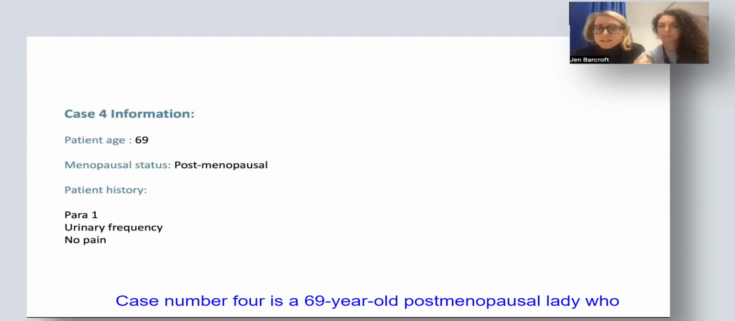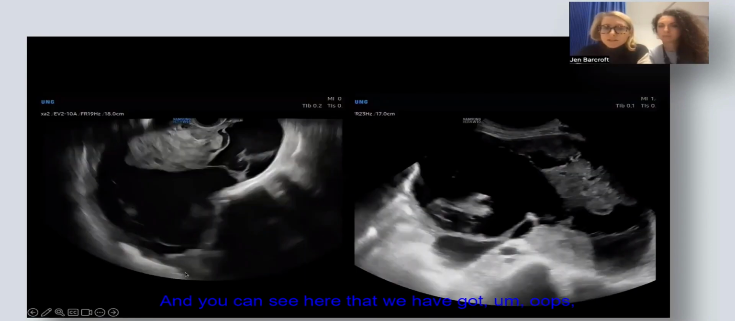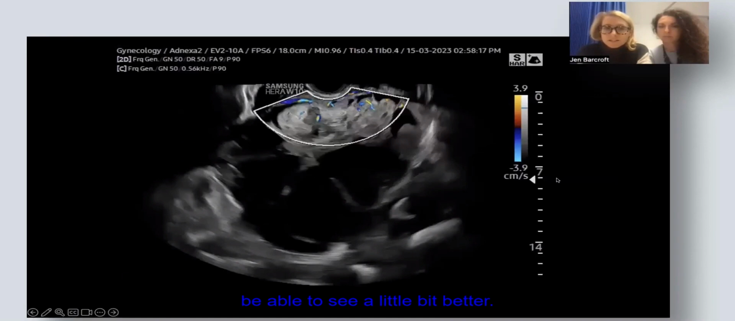Case number 4 is a 69-year-old postmenopausal lady who was a para 1, and she presented with some urinary frequency but no pain. And you can see here that we have a transvaginal approach, and we have the transabdominal approach. Now, you can't demonstrate all of the locules clearly within this still, but I'll show you the video in a moment. But you can see here that this is a multilocular solid cystic structure, and that's seen both transvaginally and transabdominally. And there are a number of papillary projections, which you'll be able to see a little bit better in this video.